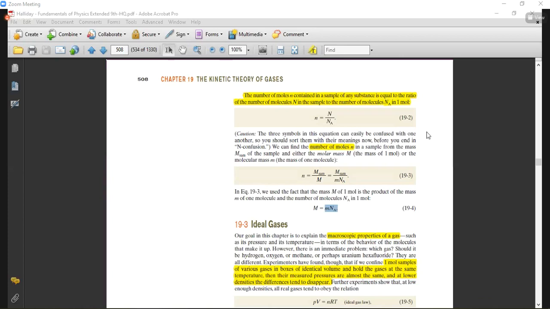Now coming toward the ideal gases, again in the very start he is saying that our goal in this chapter is to explain the microscopic properties of the gases, rather than the macroscopic properties which we just discussed. So macroscopic properties include the pressure and temperature.